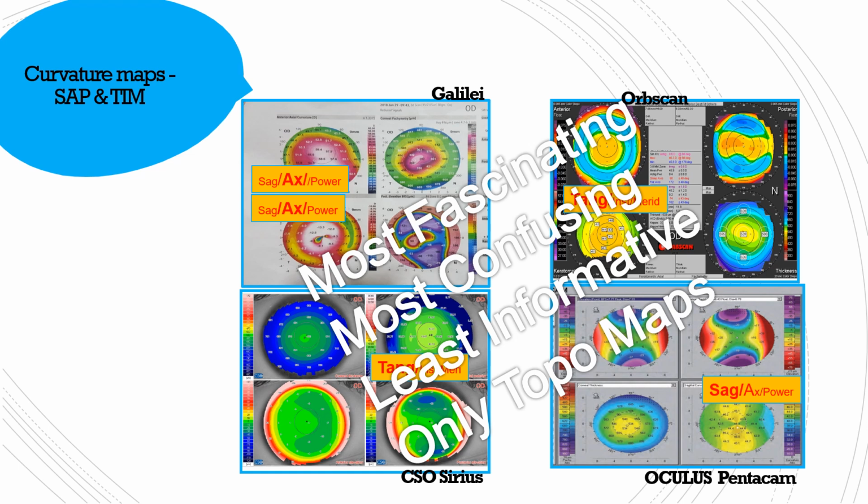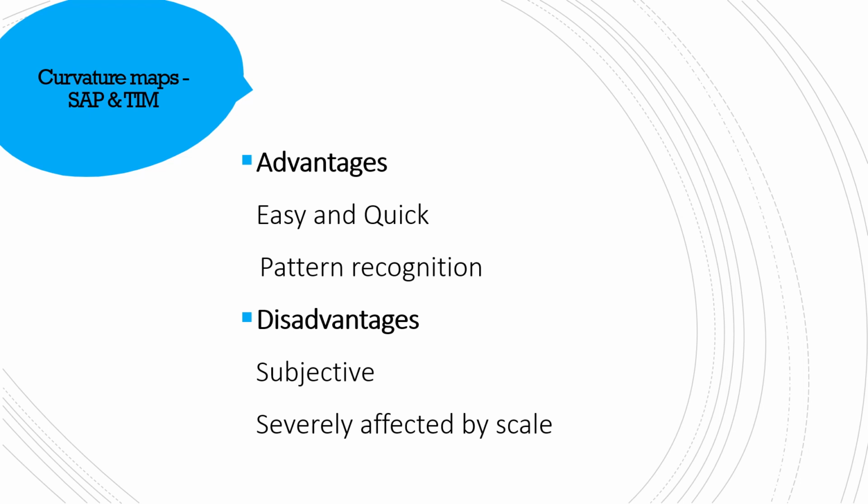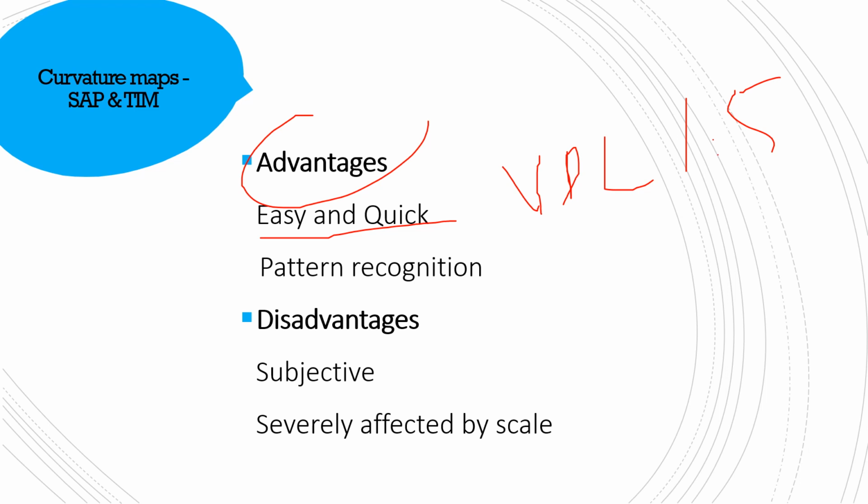And the information they give you, the advantage is they are easy and quick. You can recognize the shape pattern which we discuss in VPL 1.5, and they are good for pattern recognition and just give you a clue what you're going to look for. The disadvantage is they are severely affected by the scale and they are subjective, so they don't help you in the final conclusion, but they're good to start interpreting topography.